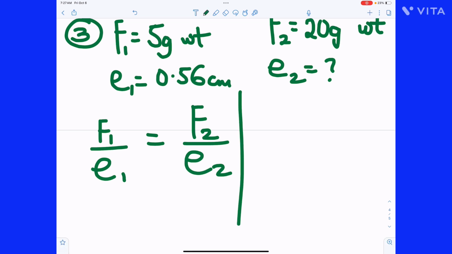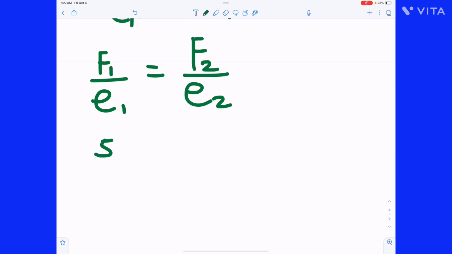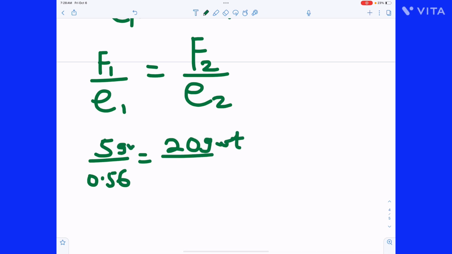I want to keep the page open so you can see as I pick. F1 is 5 gram weight, but throw away this so that it will not confuse us. Since it's the same for both masses, we have no problem with writing just the constant. F1 is 5, E1 is 0.56, F2 is 20 gram weight.